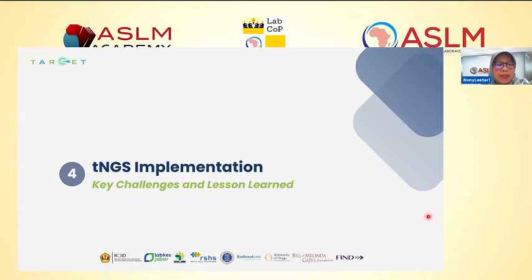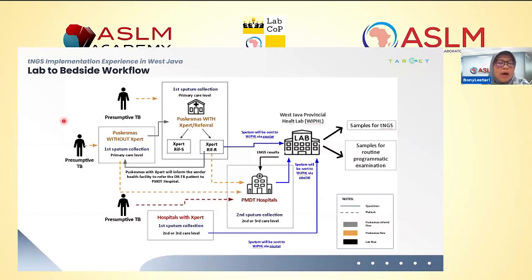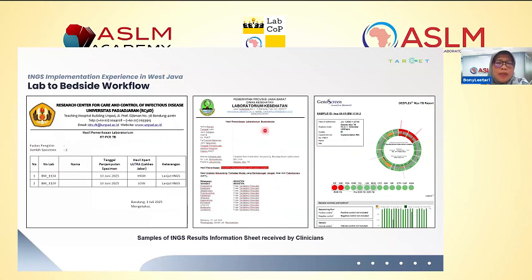Okay, so let me guide you through what we had during this tNGS implementation regarding the key challenges. So this is how we provide the service from the bedside and then go to the lab and then go back to the clinician. So if we have presumptive TB and they detect that the patient has rifampicin resistance, then the sputum samples will be sent to our lab. And then we have the result. And then we also do routine programmatic examination. As I told you, we do culture, PDST, and also smear microscopy for patient follow-up. So this is the result. So we report. This is, of course, in our Indonesian language, but it shows the result that we send to the clinician.